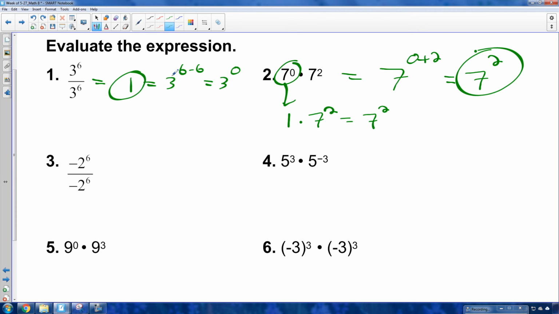So it might be a good idea to pause the video and try this problem, and perhaps try this problem, 3 and 5. Pause the video and give those problems a shot.